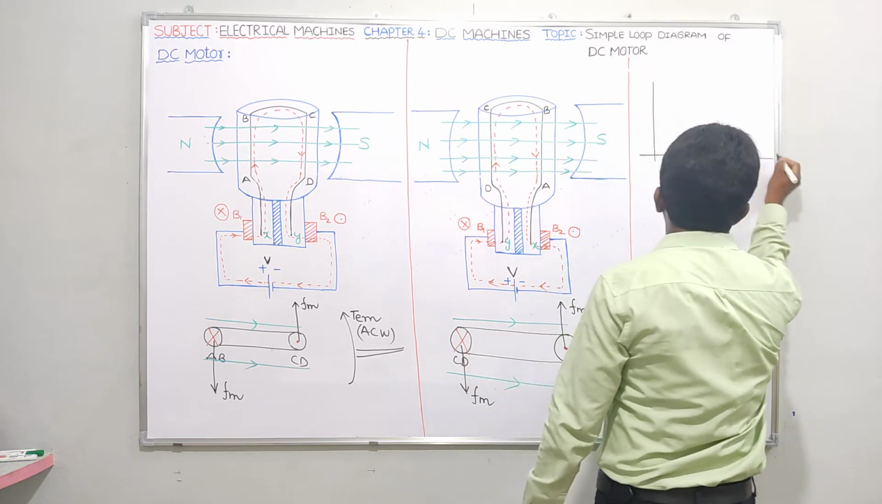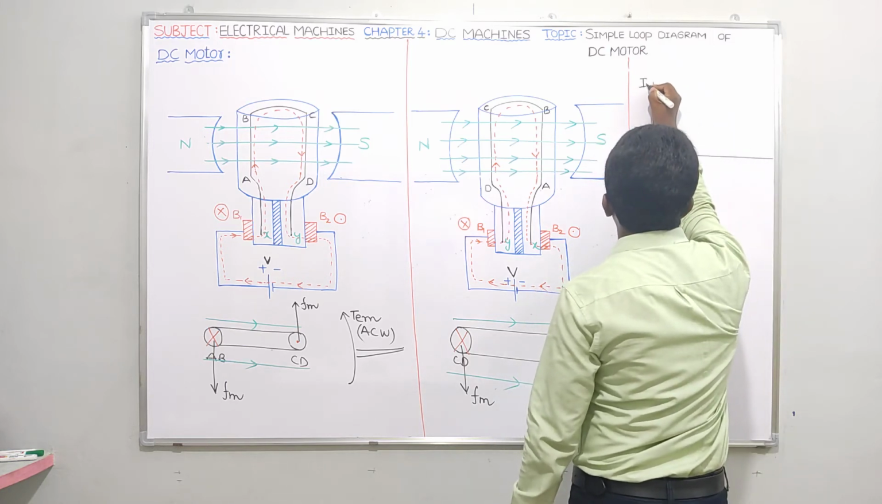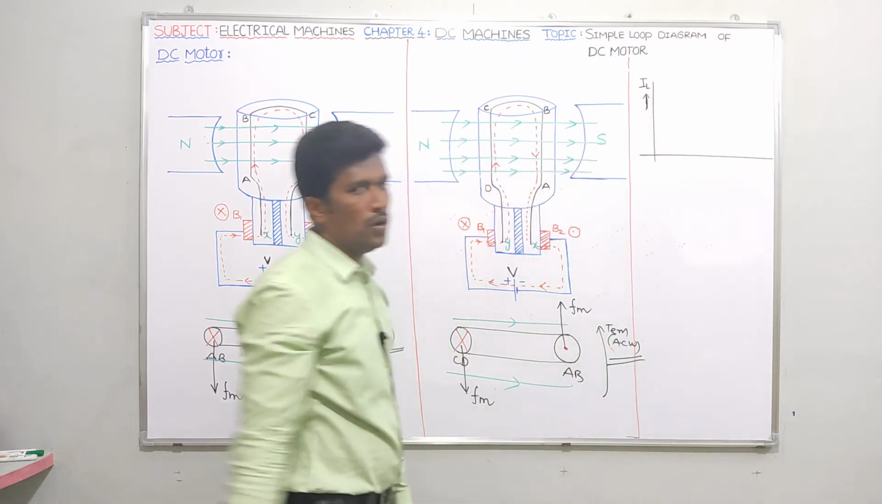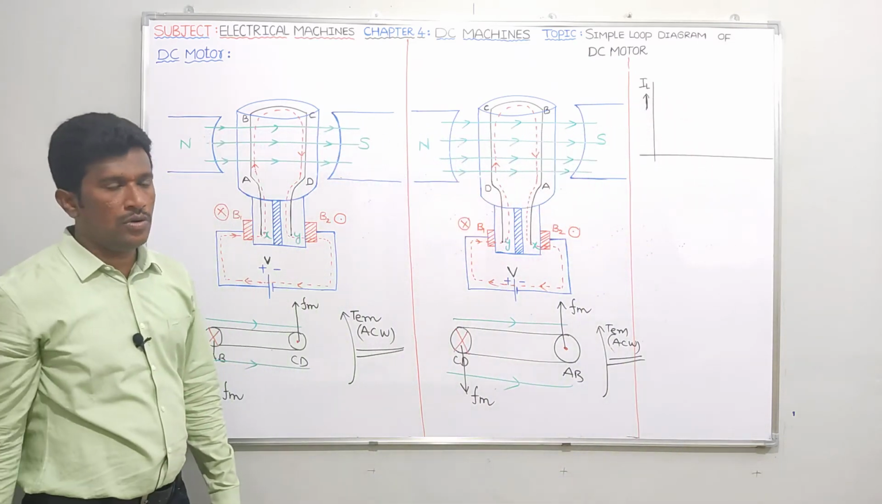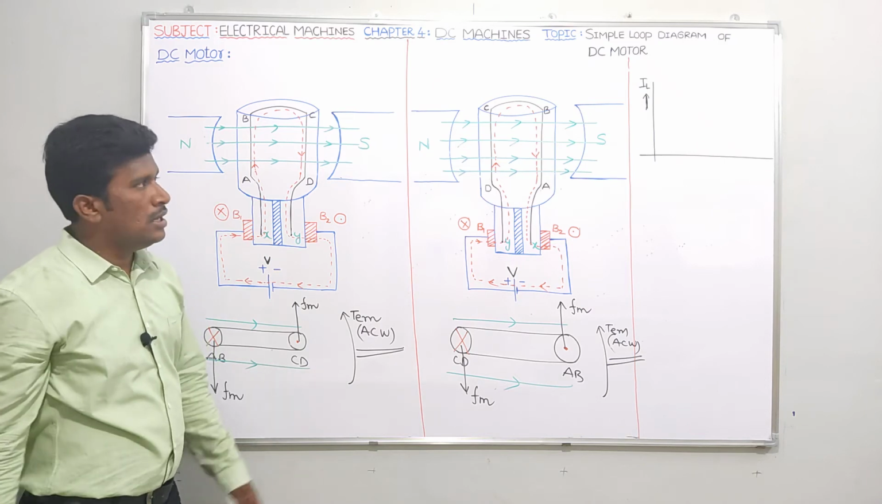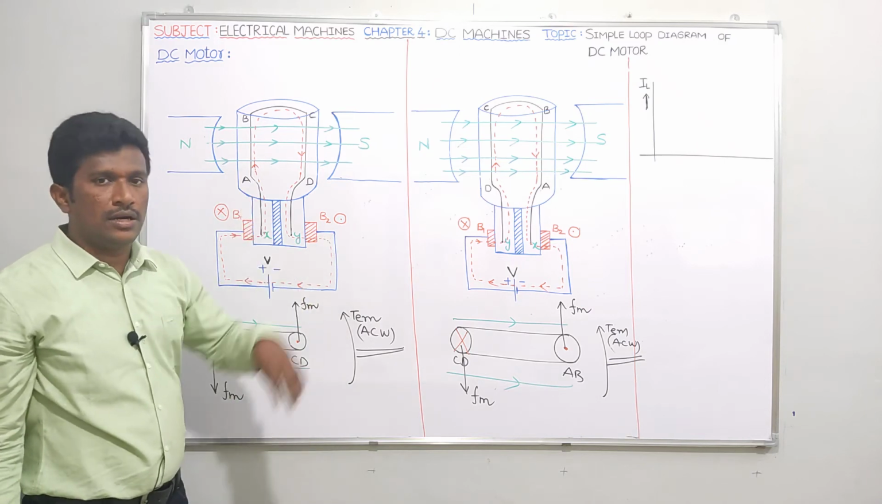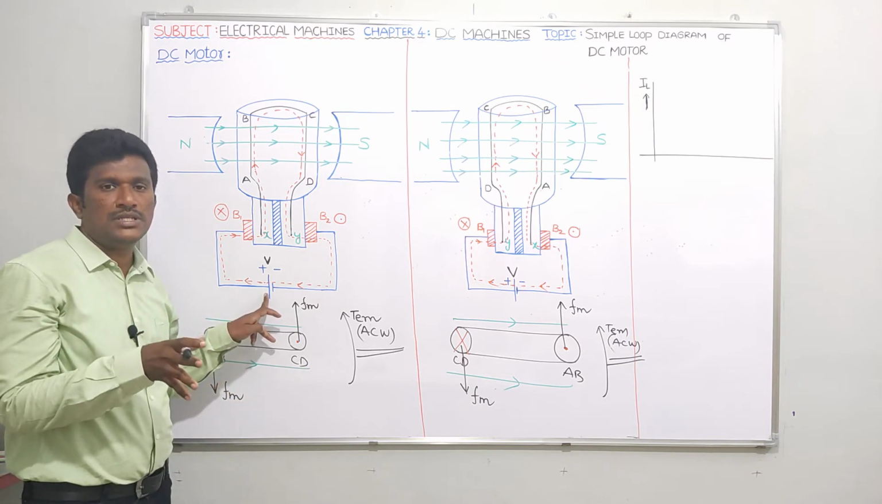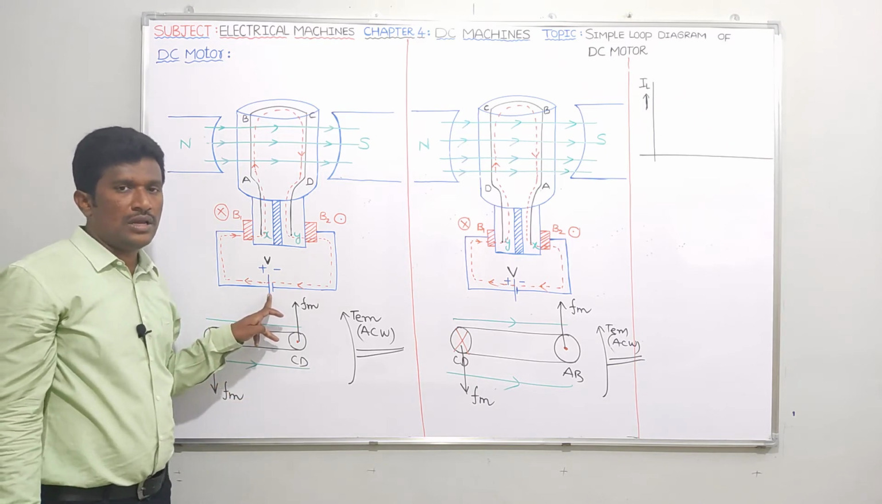So before that, now let me draw some waveforms here. Tell me, first of all, let me draw IL. IL means what here? Don't confuse. In the previous video, from the DC generator point of view, while I was discussing the generator, IL I told means load current. But here IL means what? Line current. In motor point of view, IL means line current. Generator point of view, IL means load current.